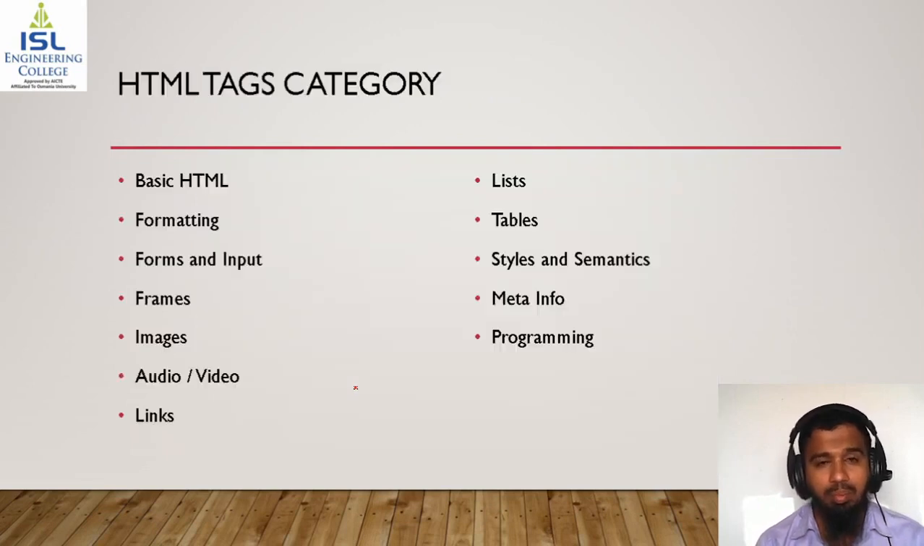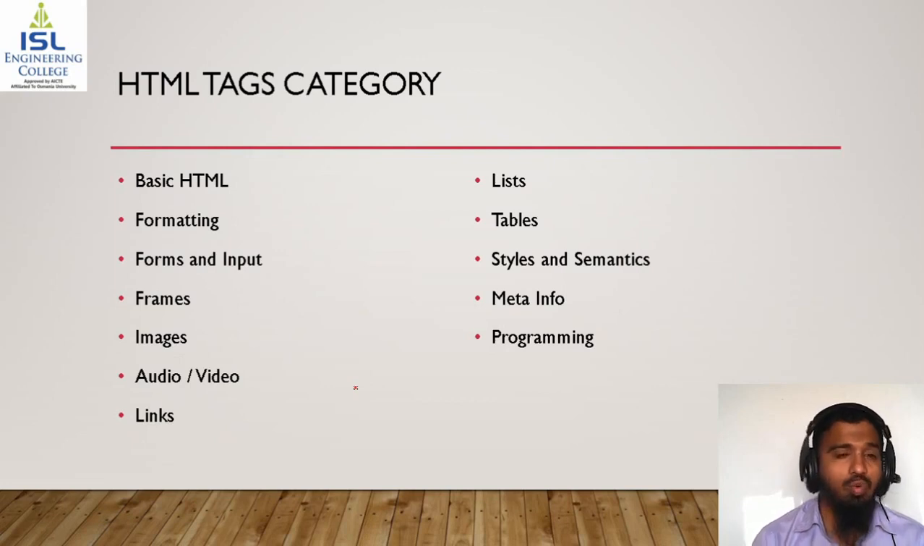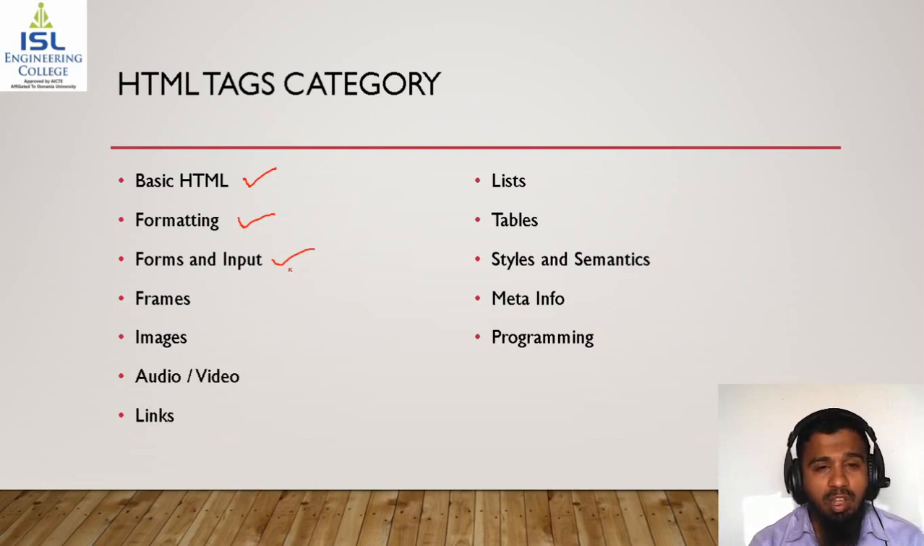Next, we have some of the basic categories, or we can say these are the HTML tag categories. First is basic HTML, and then we have formatting, like changing the color, making the font big or bold. Form and input means you can create a label, a button, or a text box. That all comes under form and input.